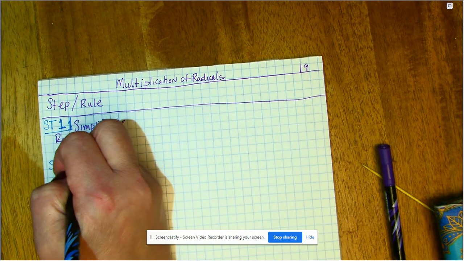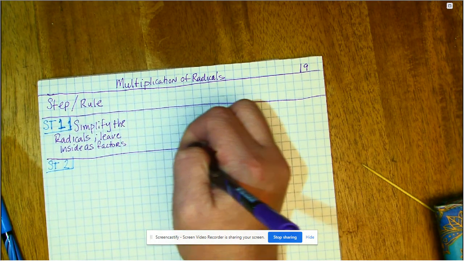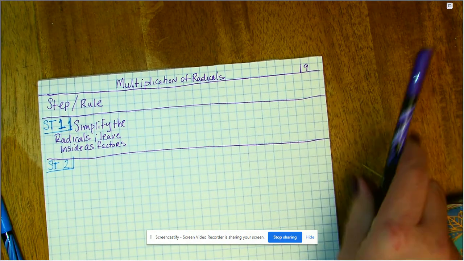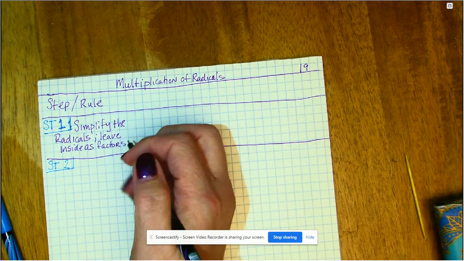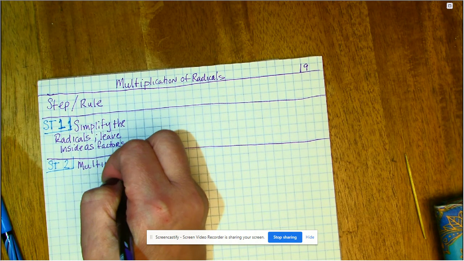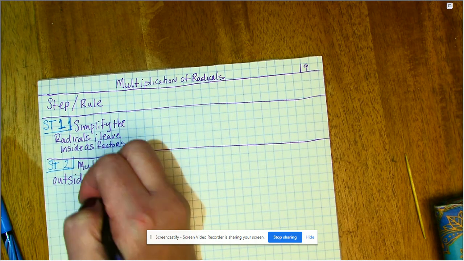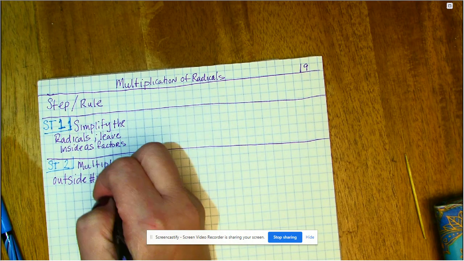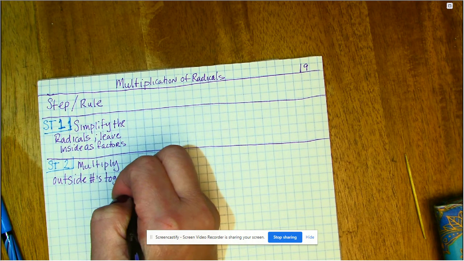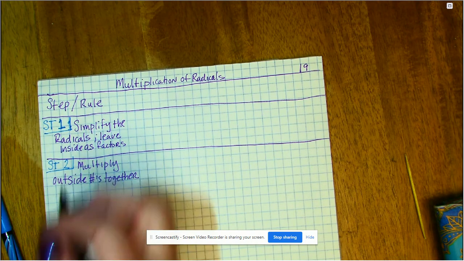So step number 2 is to multiply outside numbers together. And so what I mean by that is if you have an outside number for each radical, they're all going to come together and be multiplied together.